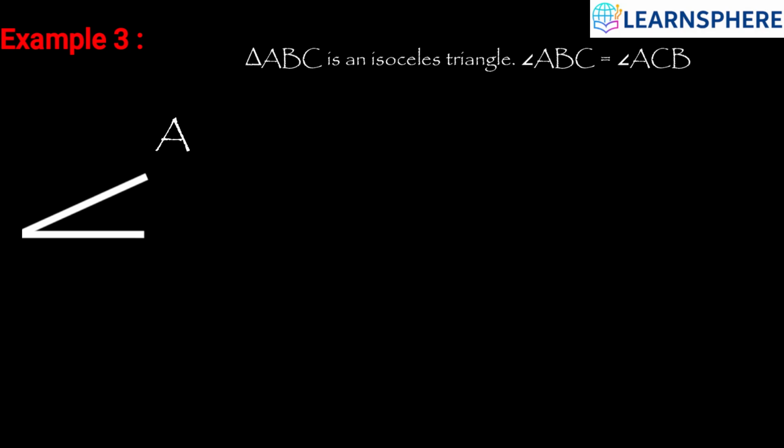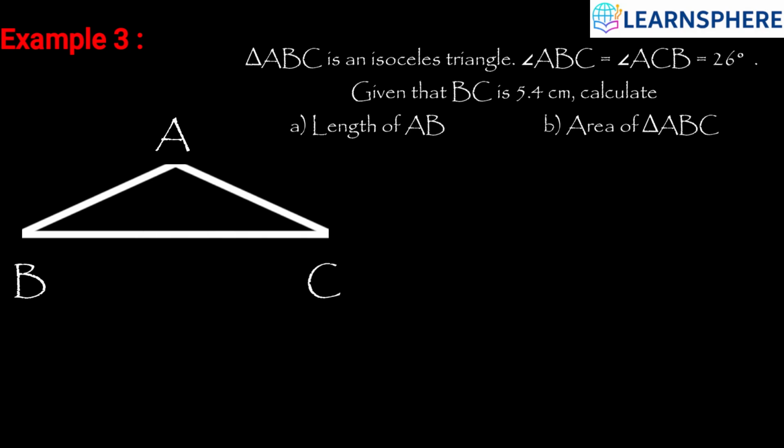Let's go on to example 3, where we have the question of, triangle ABC is an isosceles triangle. Angle ABC is equal to angle ACB equals 26 degrees, and given that BC is 5.4 cm, for part A, we are asked to calculate the length of AB.